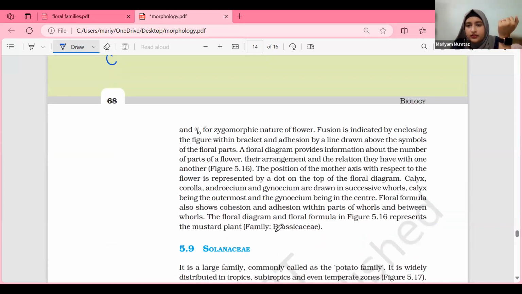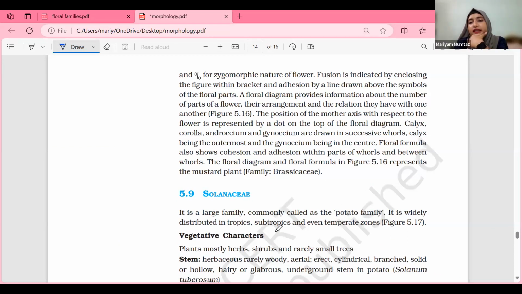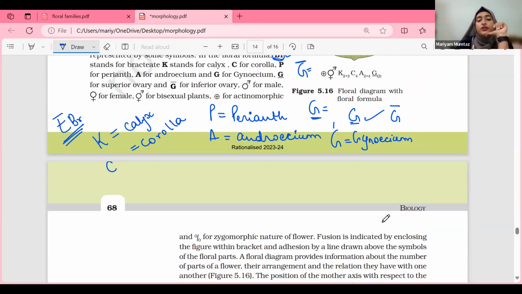Let's move on. Here it is also written in your NCERT that fusion is indicated by enclosing the figure within bracket and adhesion by a line drawn above the symbols of the floral part. So that is adhesion also, but I don't think we are going to study adhesion. Do you remember I said that the male part, which is the androecium, may be attached to the petals? Do you remember the term, when the androecium is attached on the petals?